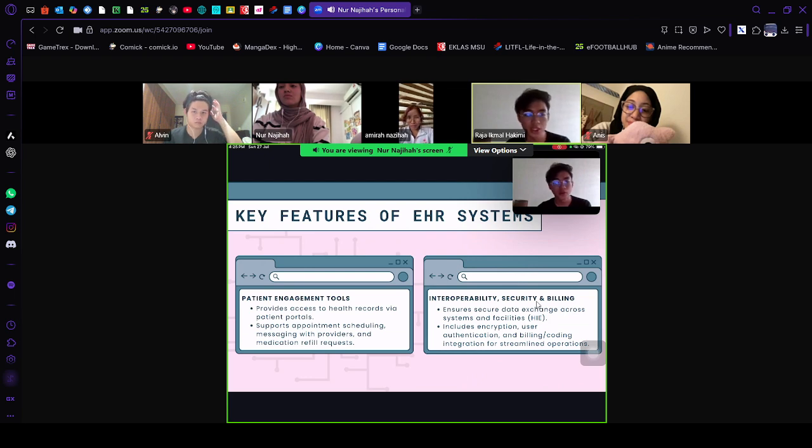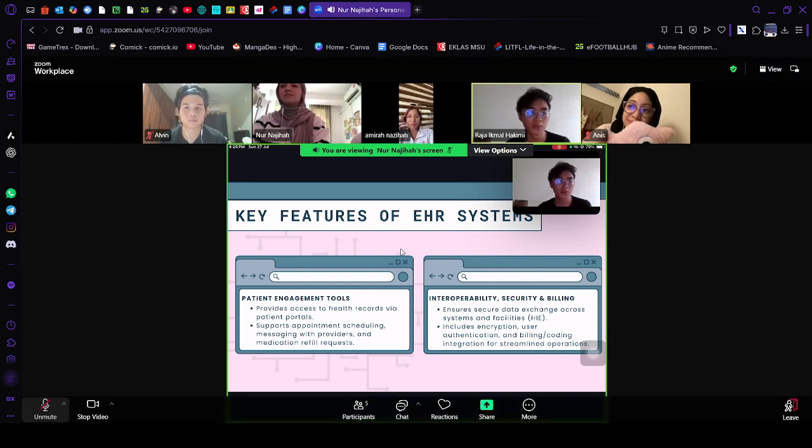Fifth is patient engagement tools. Basically, the patient can view records, book appointments, and message providers.